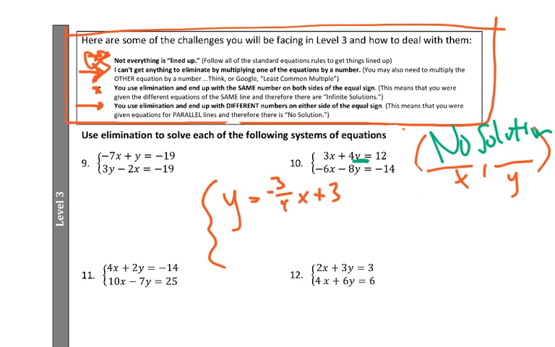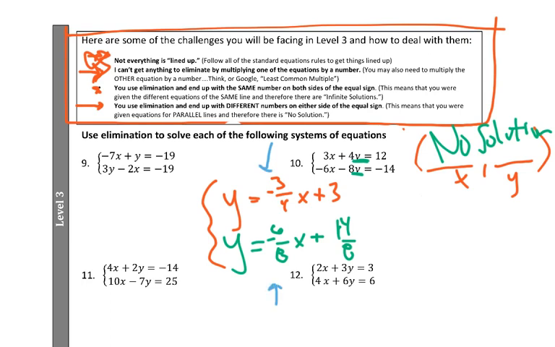Now if we also solve the bottom equation for y, let me see if I can do that in my head too. So that's going to be y equals negative 6 over 8 x plus 14/8. Okay, well those don't look parallel because they have different slopes.